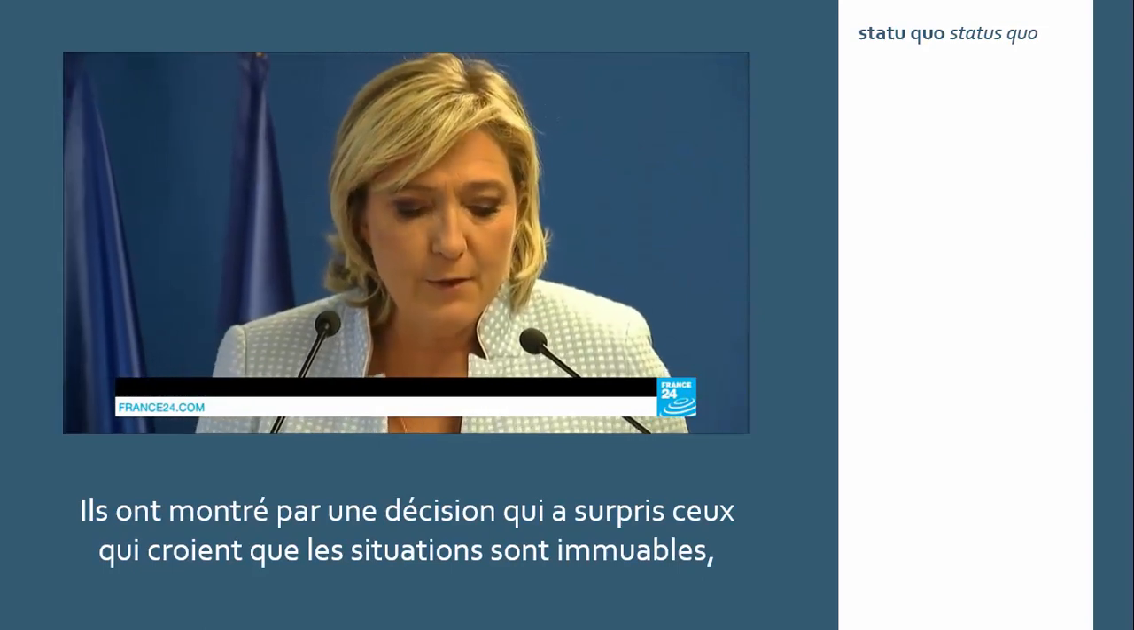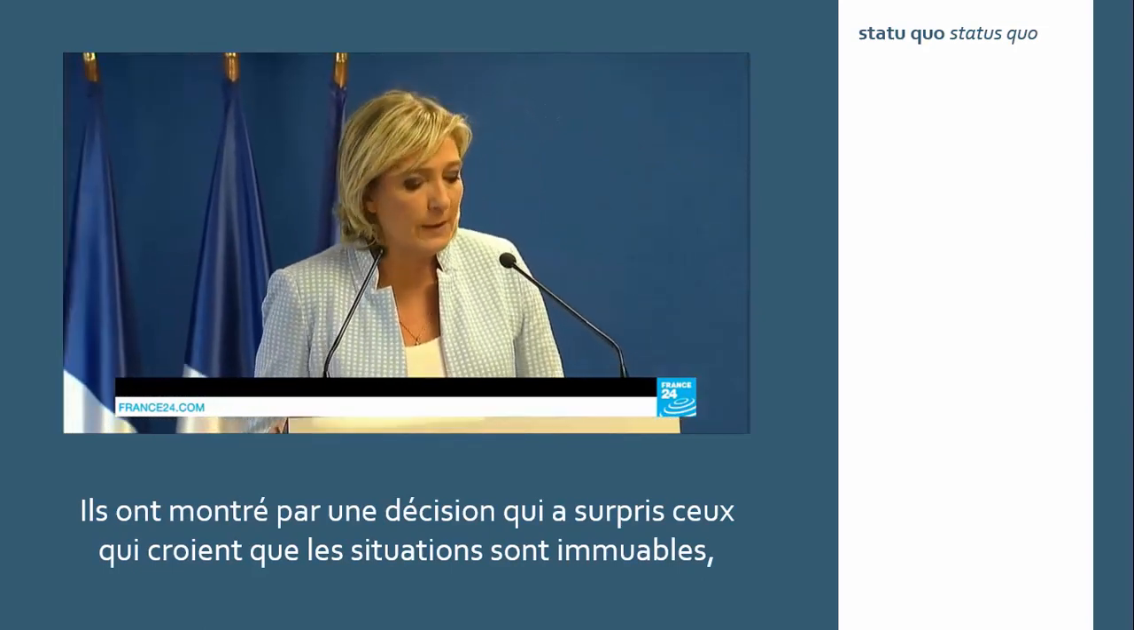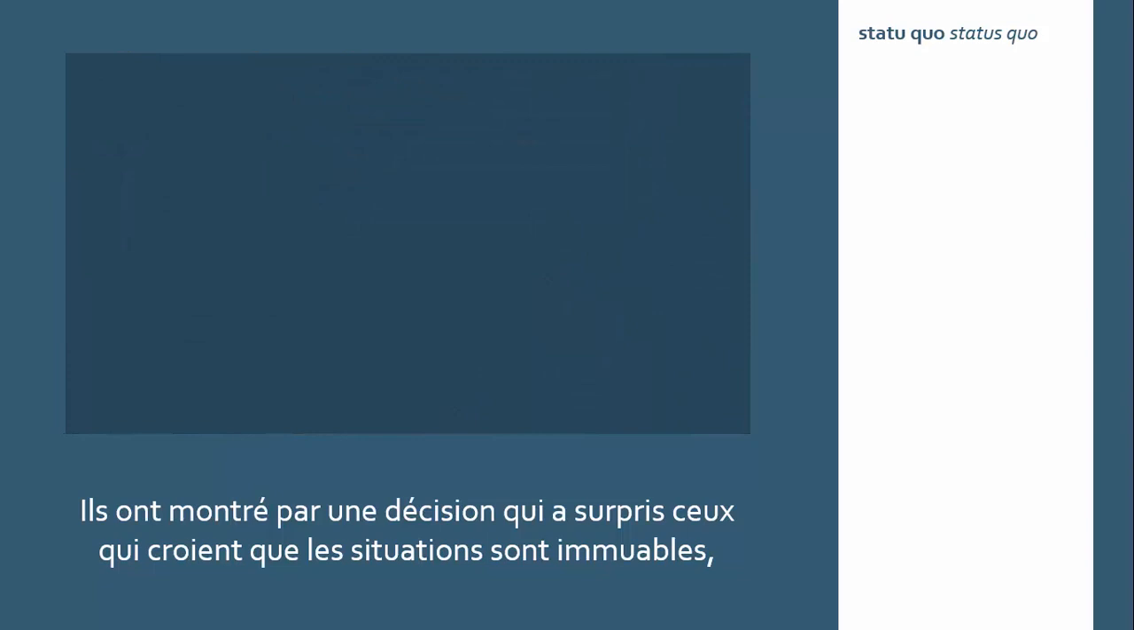Ils ont montré par une décision qui a surpris ceux qui croient que les situations sont immuables. Okay, so this sentence is very long, which is why I've split it, and is so typically French. You start off saying one thing, then you add a little remark in the middle, and then you finish the sentence. And in English, it can be quite hard to follow. If this were a translation exercise, we would probably move things around a little bit. But it's not. Okay, we don't want a perfect translation here, we just want to understand what she's saying. So, ils ont montré. They have shown. Montrer is to show. Then we have the parenthetical part. Par une décision qui a surpris ceux qui croient que les situations sont immuables.